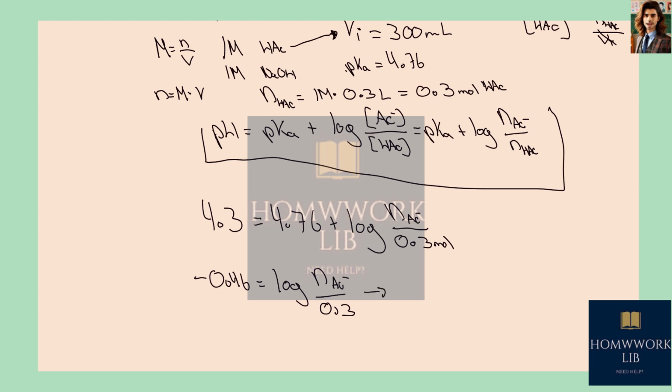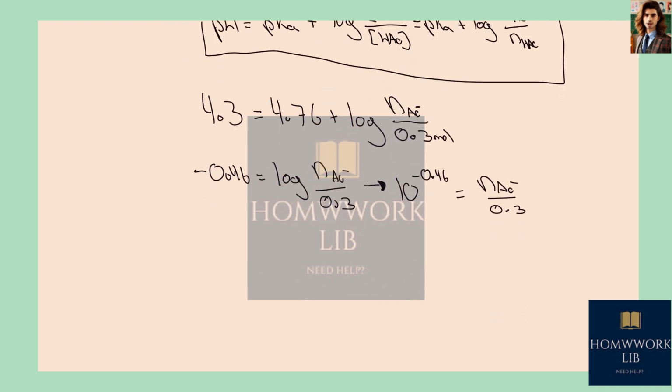We can rearrange this further, exponentiating using 10 as a base, so that we get rid of the logarithm. So 10 to the minus 0.46 is equal to the amount of Ac minus divided by 0.3. And with this, finally, we get the result that the amount of moles of acetate that we need to generate is going to be equal to the multiplication of both of these numbers: 10 to the minus 0.46 times 0.3.